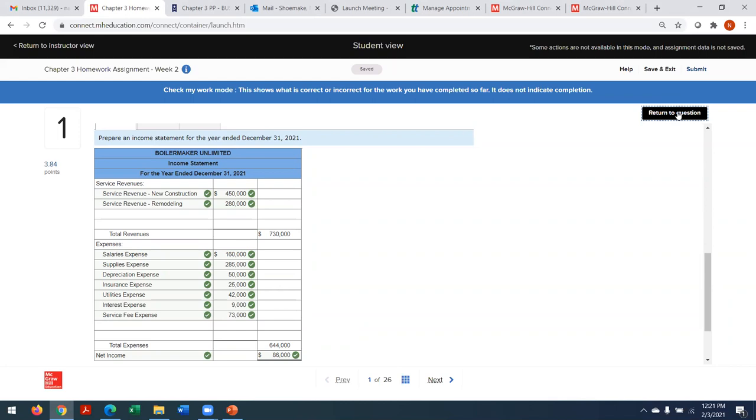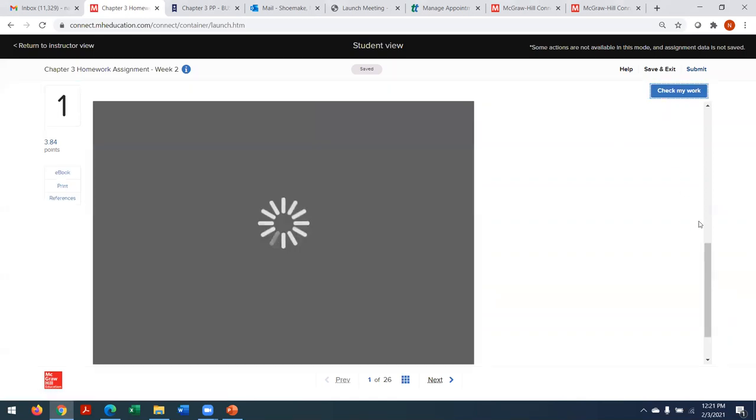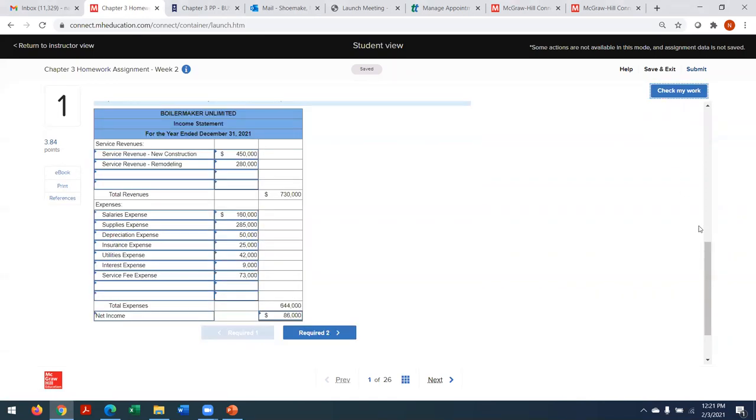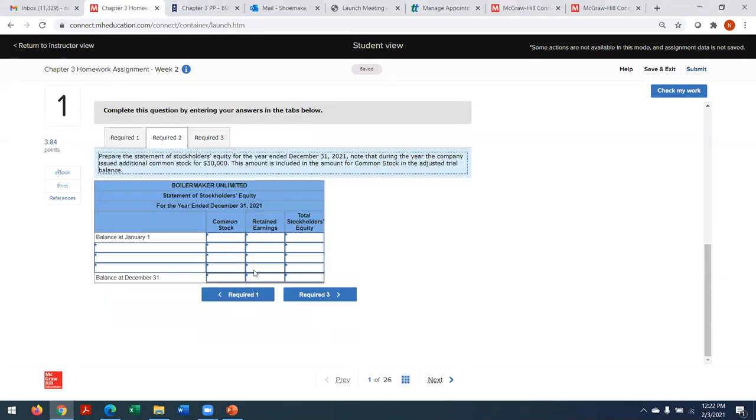That's an important piece in this because we're going to take this net income and use it for our statement of stockholders' equity. Any questions in this statement before we move on to the statement of stockholders' equity, guys? Okay, so I'll move on if you guys are okay with that. Now, the statement of stockholders' equity.